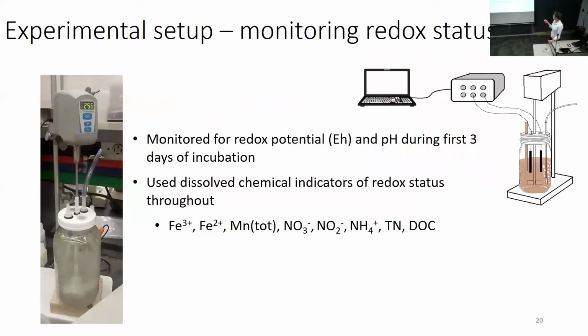As I mentioned, with this handy dandy little meter, I monitored redox potential and pH during the first 3 days of incubation. The reason it was only the first 3 days was partially that I didn't want to contaminate my probes with nitrogen-15 and potentially skew my future results. So that's also where the use of the chemical indicators comes in, as a way to monitor redox status after we pull out the probes.